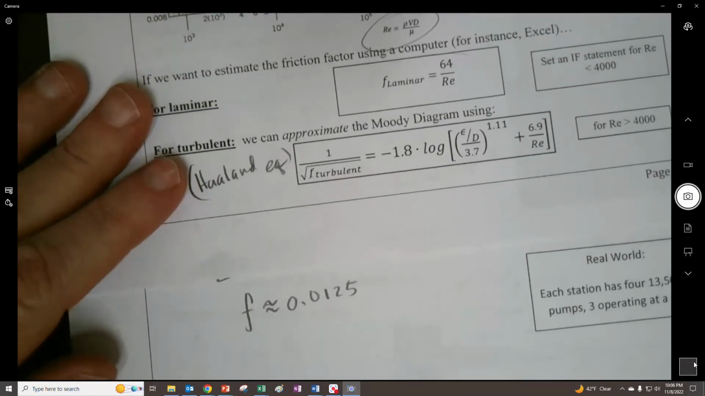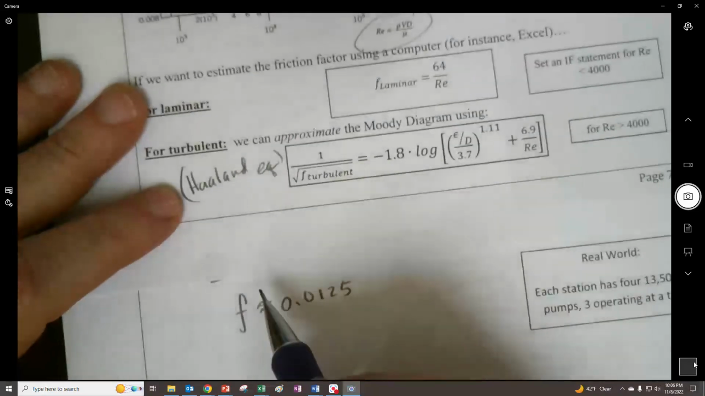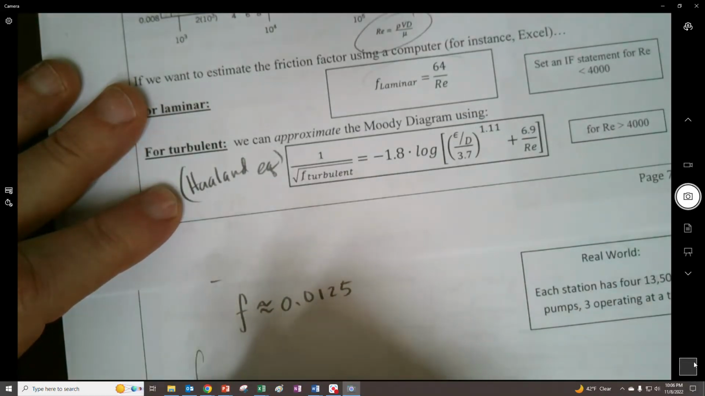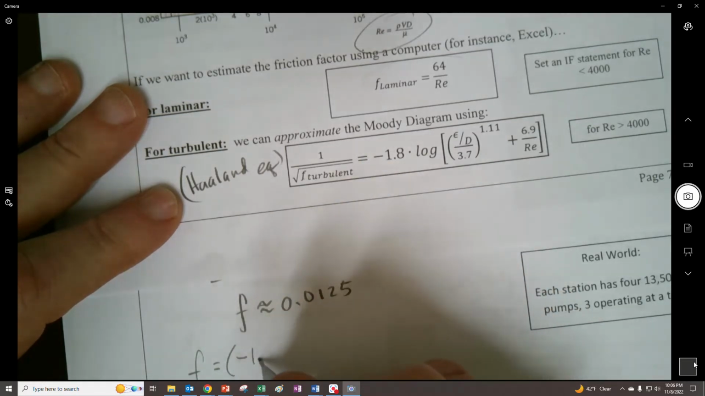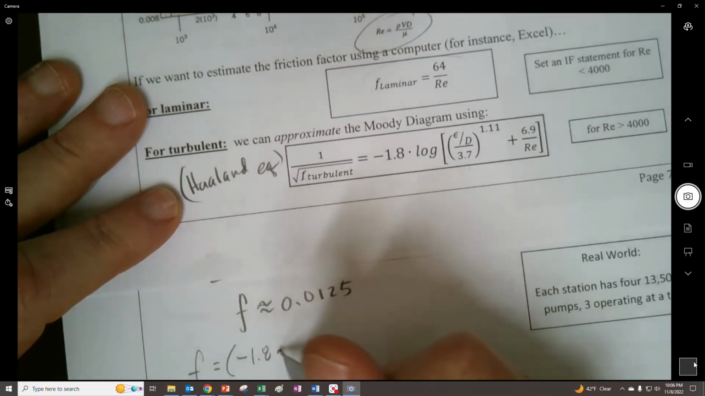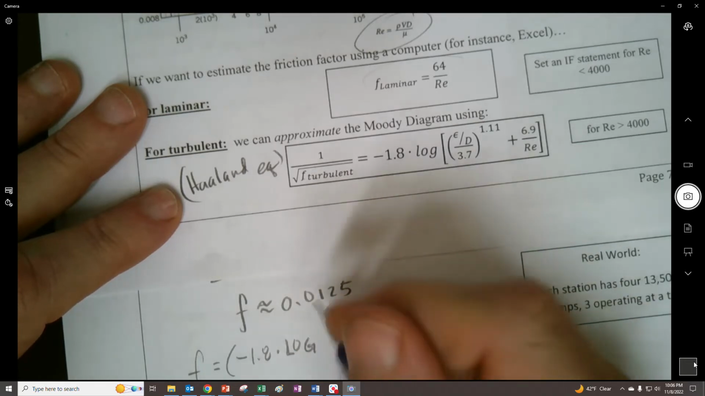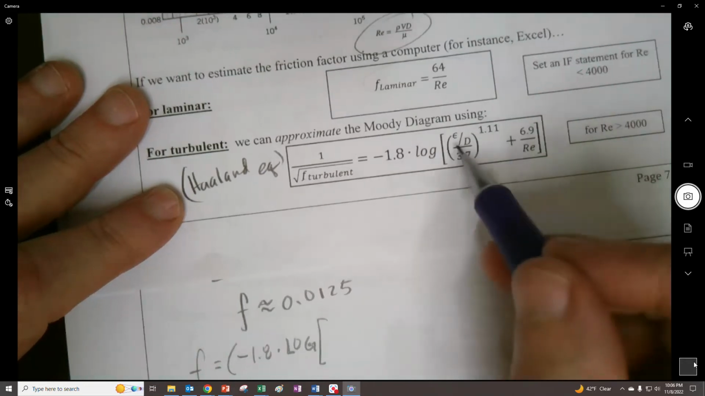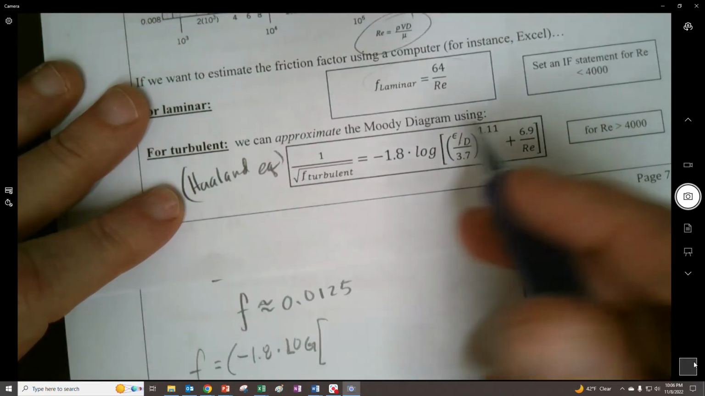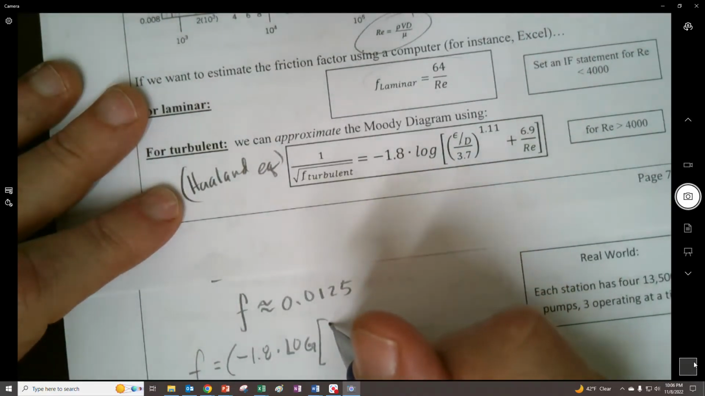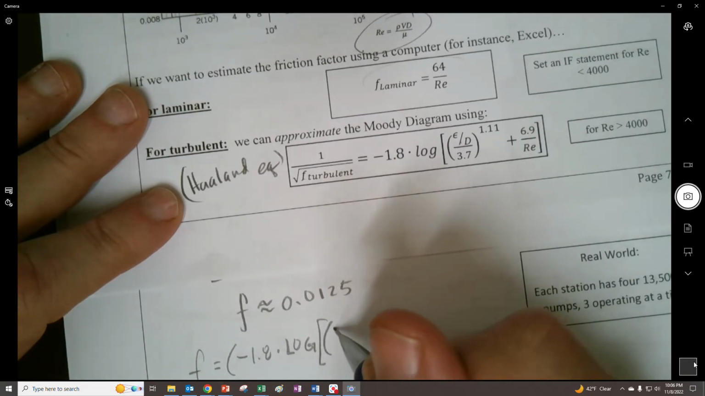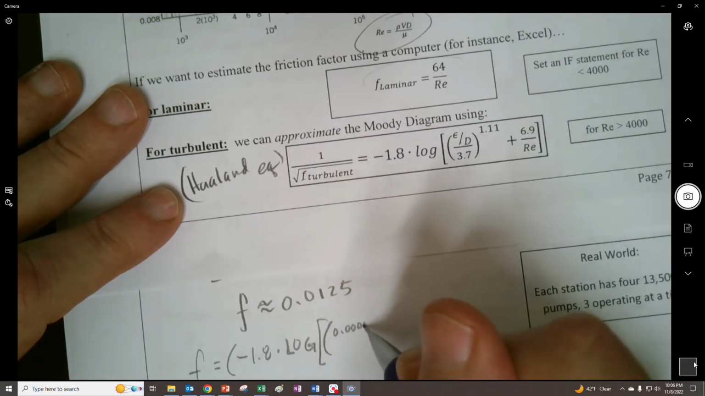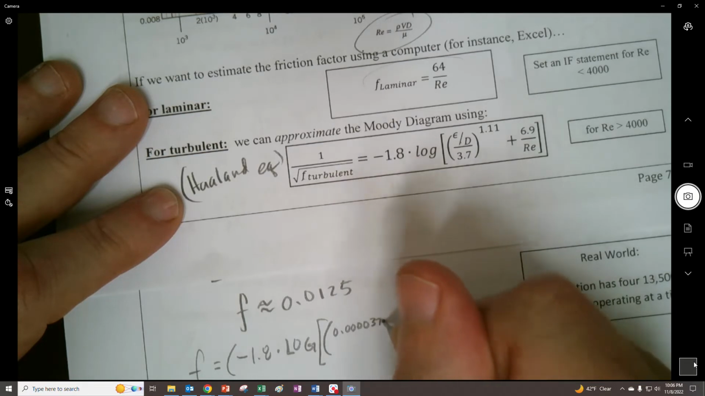So let's try out that equation instead. We can see this is 1 over the square root, so that would be the same thing as F is equal to minus 1.8 times the log. I like to go capital LOG there. And we're going to have this roughness ratio. We already have that somewhere, right? We're at 0.0000375.